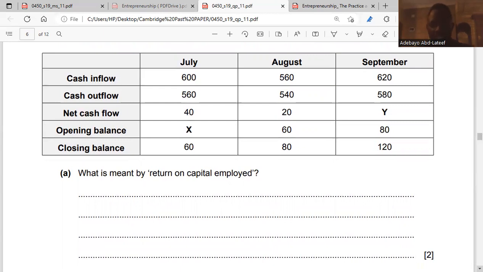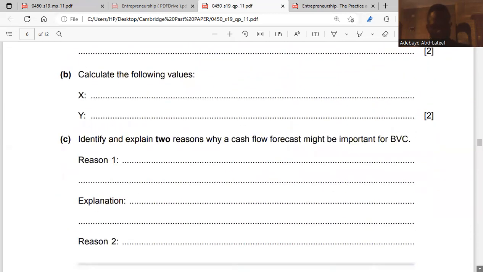I think it's clear. So the formulas you are noting now: one, you are able to understand how we get our opening balance, which is net cash flow minus closing balance. And you could get your closing balance through net cash flow plus opening balance. And for your net cash flow, it is your cash inflow minus your cash outflow. That's for question B. I think that's done, right?